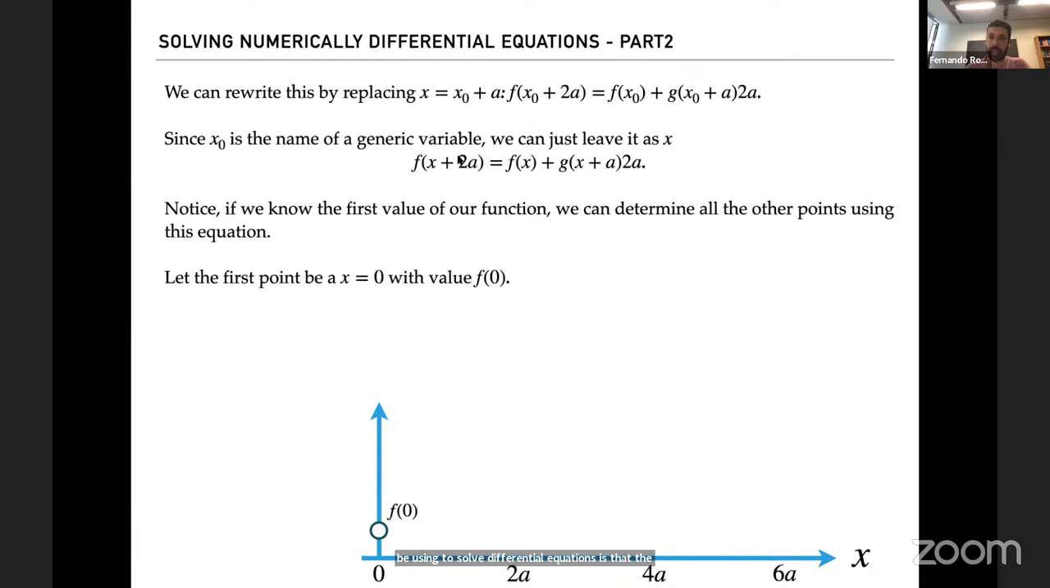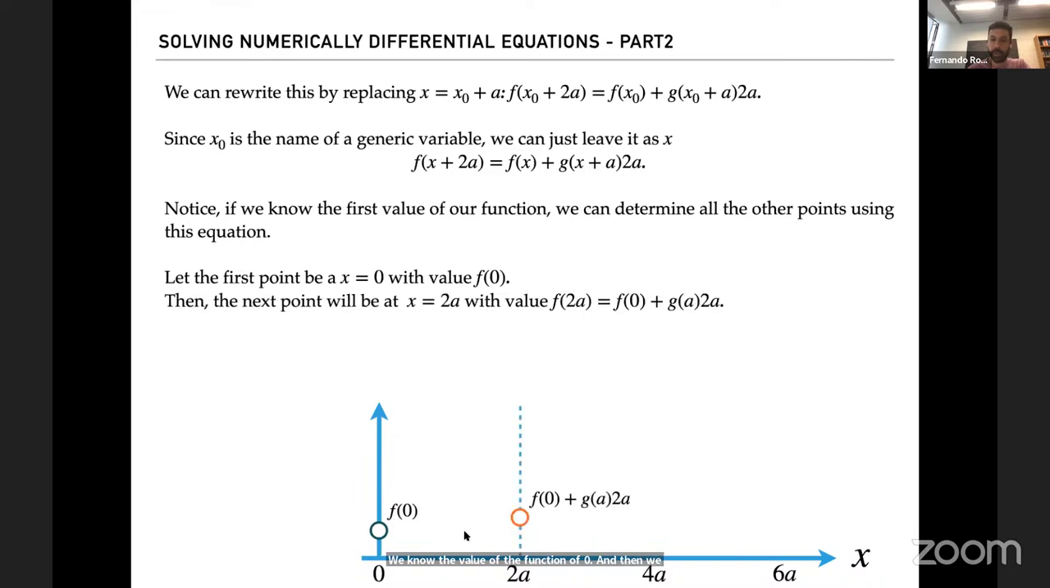evaluated at x plus 2 times the step size equals the function at the position x plus this increment here, which is the function g, which is given to us in the differential equation, times 2 times the step size. Okay. So pictorially, what this means is that we start with some initial condition. We know the value of the function at 0, and then we start iterating on this equation here in this form. So first we go from 0 to 2a, using this equation up here.